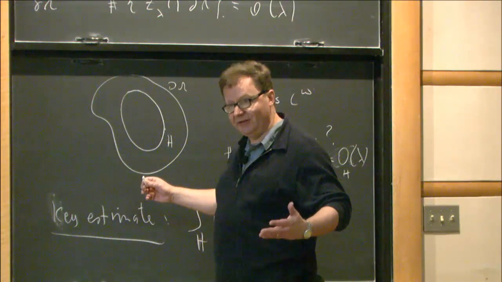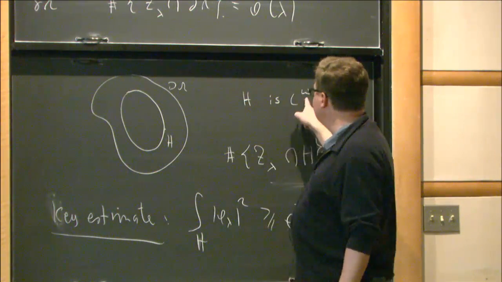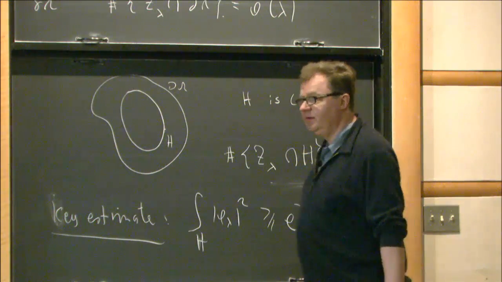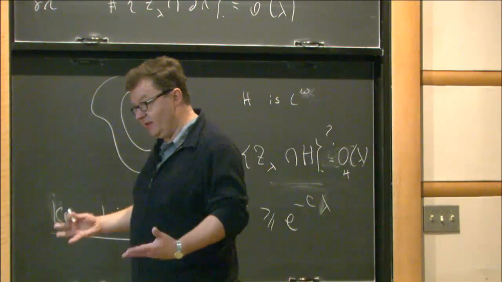H is real analytic. You said C omega. Omega is real analytic. No, it has to be real analytic. Okay. So we count complex zeros. So it's a Jensen argument.